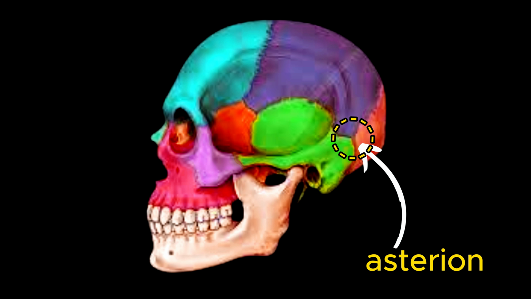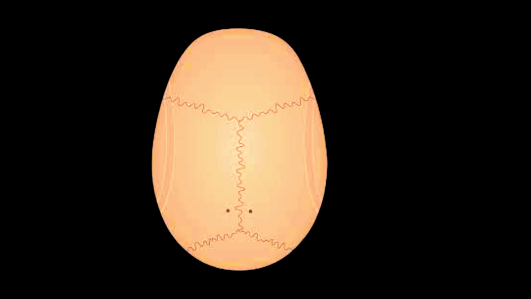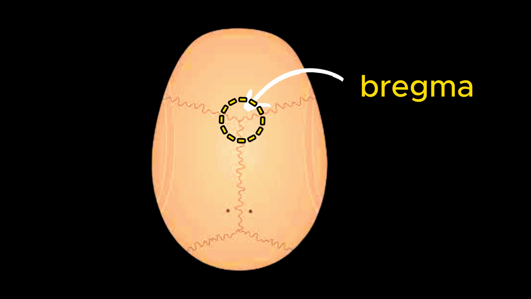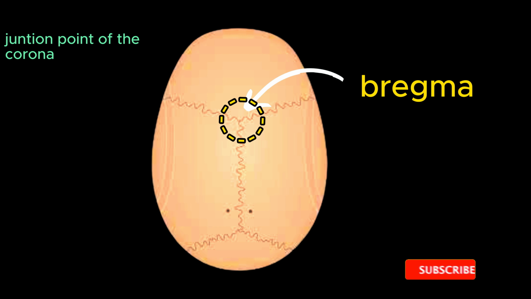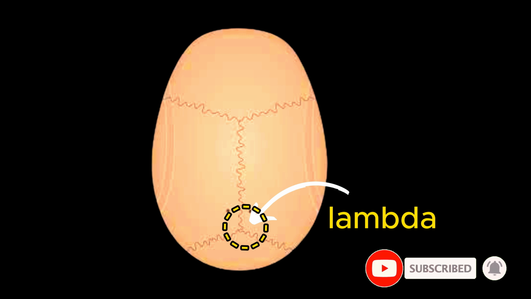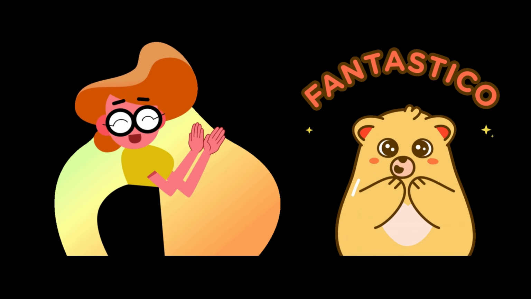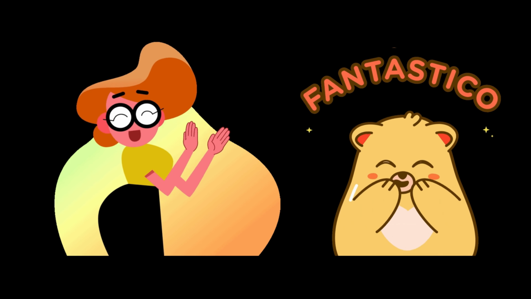2. The asterion. It is used as a surface landmark for the anthropological measurement of the skull. 3. The bregma, the point of junction of the coronal and sagittal sutures of the skull. Lastly, the lambda, the point where the sagittal suture and the lambdoid suture come together. Well done! Now you know the basic structure of the skull.